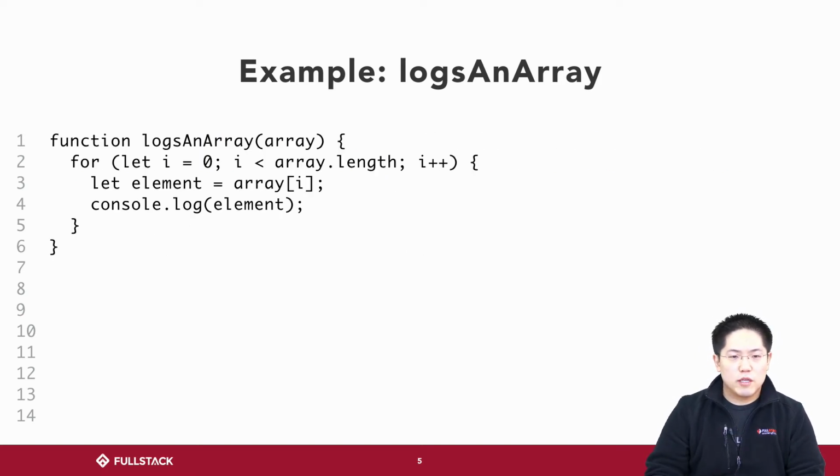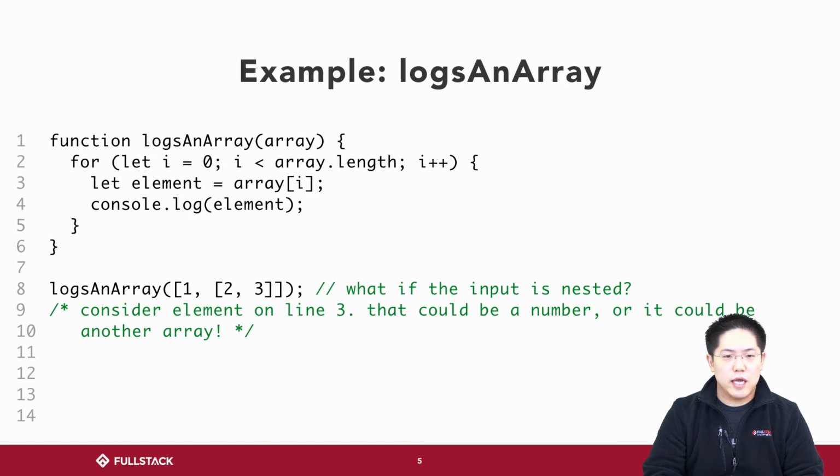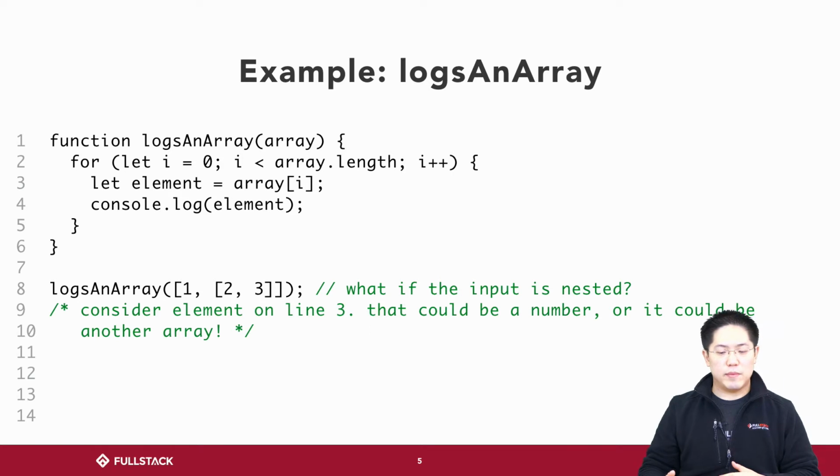Now, what if I want to try to log an array that looks like this? An array with element 1, second element being another array of 2 and 3, right? So here's a question: on line 3 of the code, we have to think, well, element can either be a number or it can be another array, right? So now element can be one of 2 things, because the array has both numbers and array elements in it.